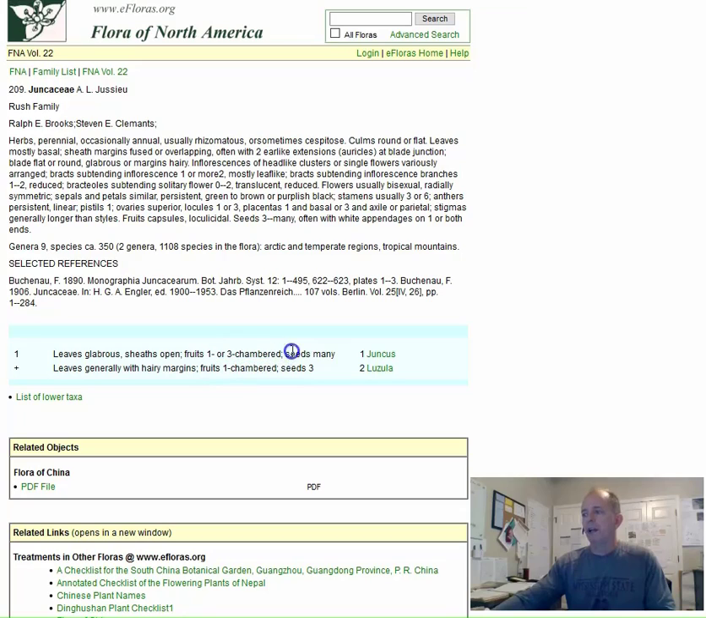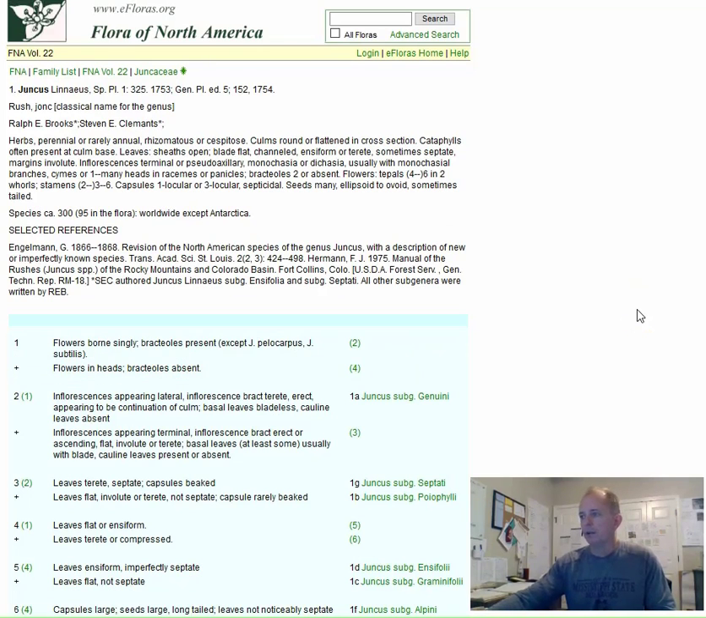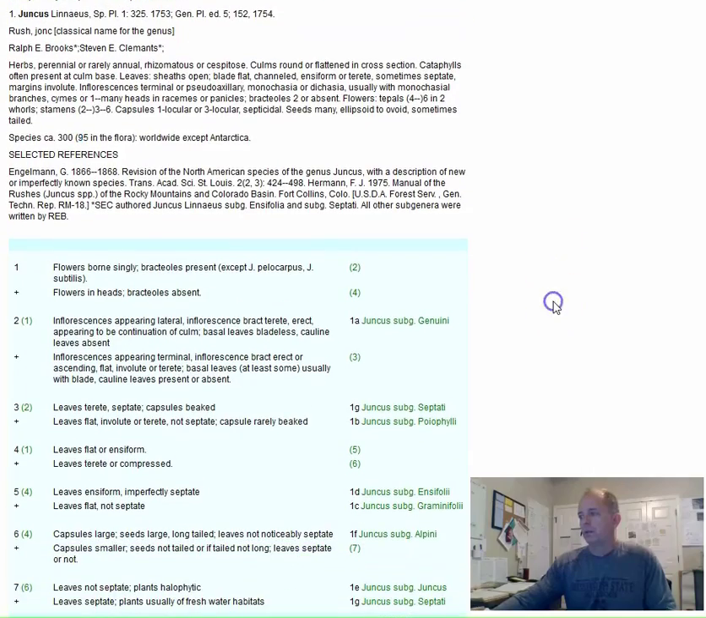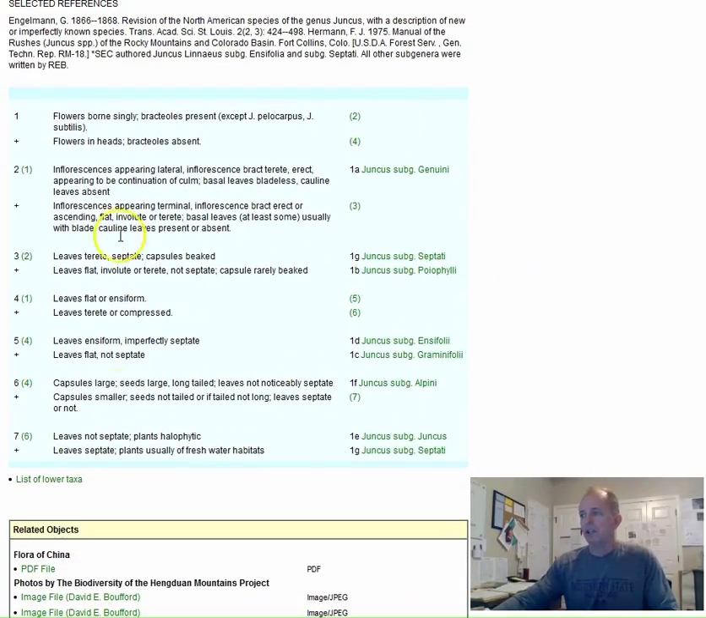So all of them would have had multiple seeds, more than 3 seeds in the capsule. So we go ahead and click on Juncus. And so we come over to the genus Juncus. And you can see here in Juncus, there's something like 100 species in North America. Only about 300 species in the world. So about 100 species, and we're going to, again, have a key to go through.